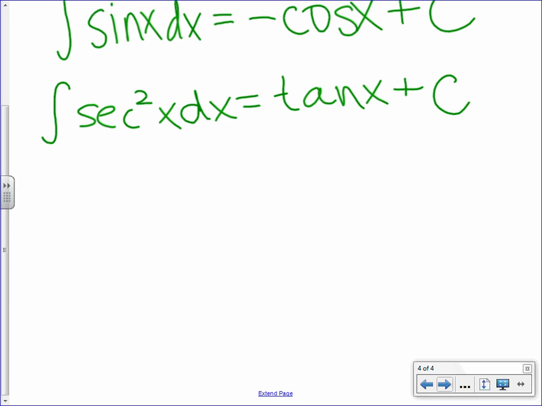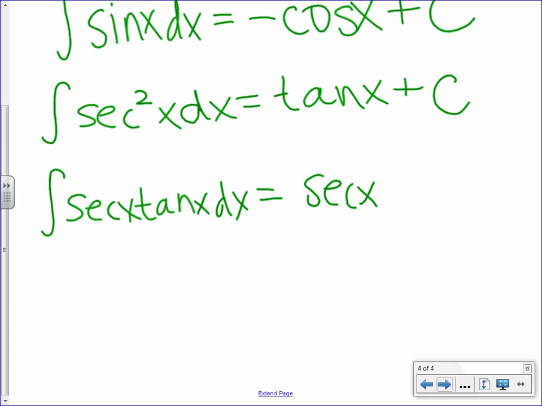That is not something we can do yet, but we will do it later. Okay? What is the derivative of secant? Secant tangent. So the antiderivative of secant tangent is secant of x plus c. It is not negative. That is cosine.